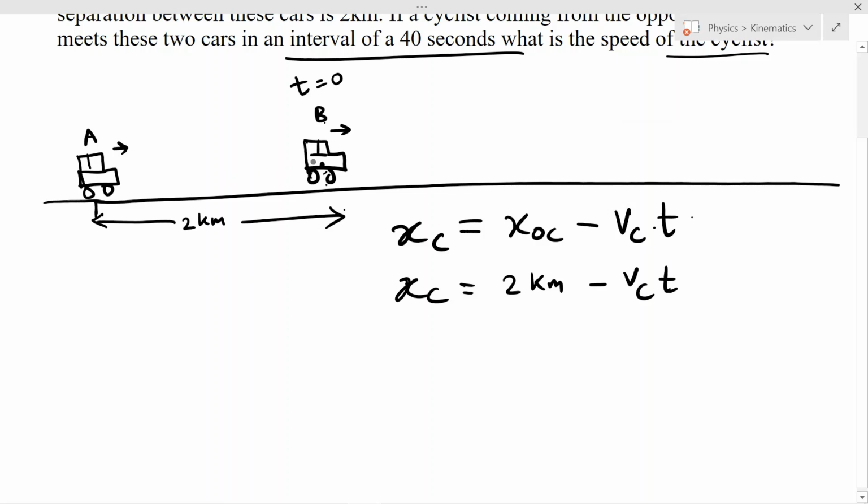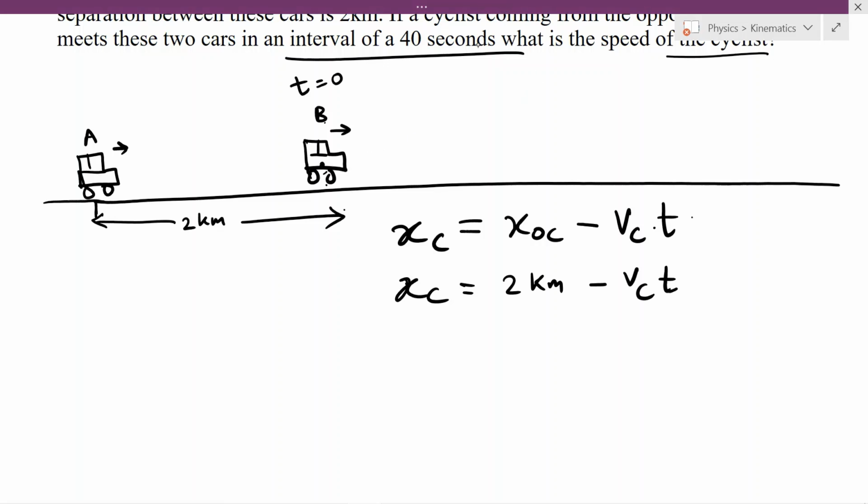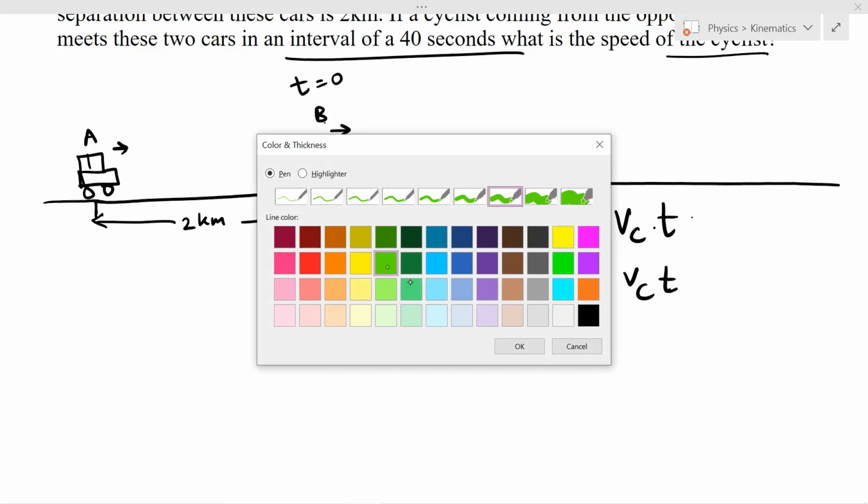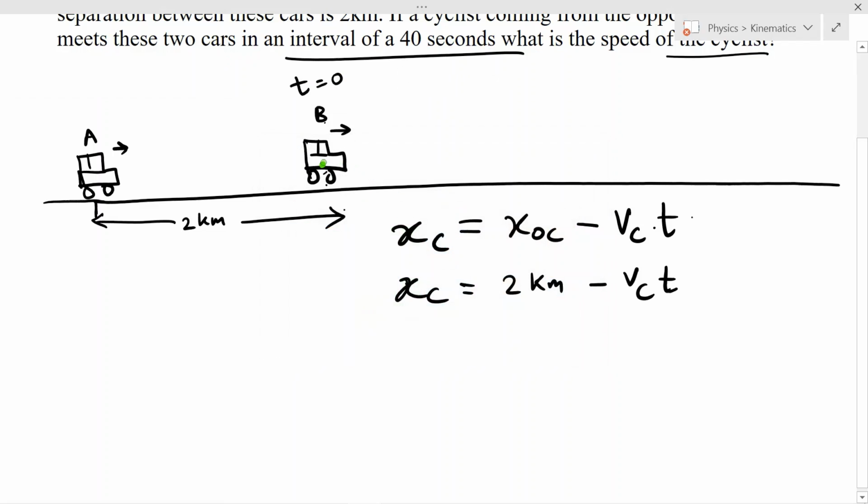Now let's say there is this cyclist with the green color cycle. When this cyclist meets this point A, or the car A, then we will stop our time measurement. And when do we start our time measurement? When the cyclist meets this car B. Now I have to solve for these two, that is XA and XC. So what is XA then?